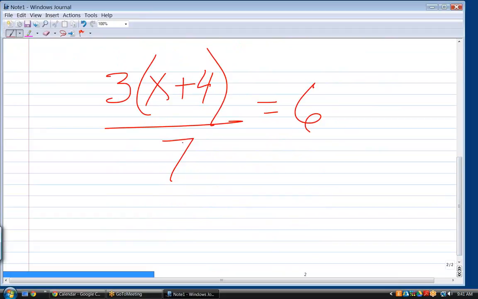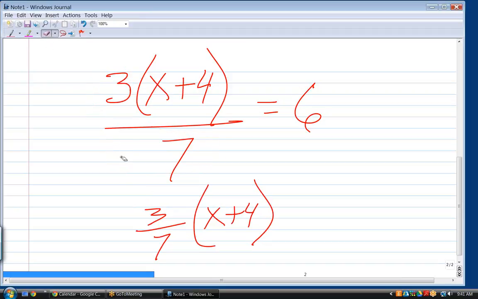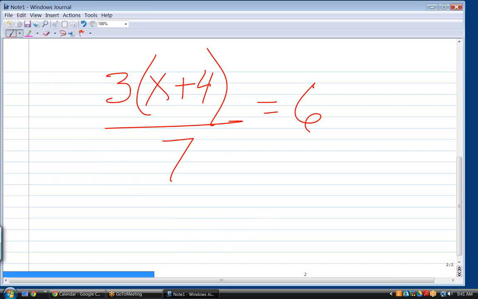I'm looking at a fraction here. I'm actually looking at 3/7 times x plus 4. In other words, I could have written that left side of the equation exactly like that. Same thing. No difference between the way I wrote it and this down here. But if we look at this as multiplying both sides by 7, which is going to get rid of my denominator, which is what I want to do, multiply that by 7.